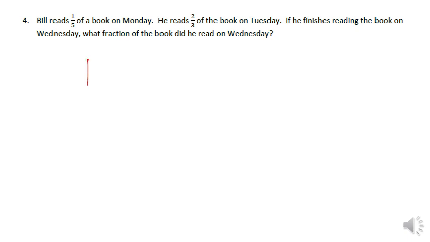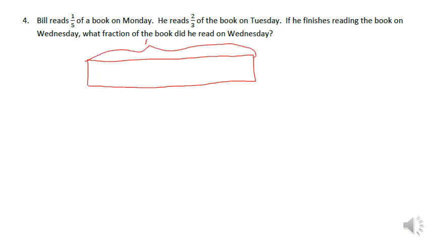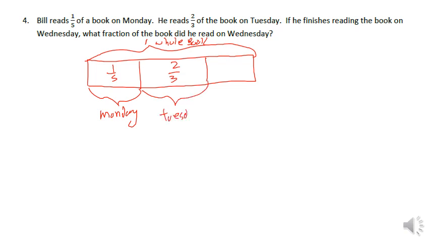Okay, so let's go ahead and draw our tape diagram. And we know this here, 1 is going to represent the whole book. And it says that he read 1/5 on Monday. And he read 2/3 on Tuesday. And we want to know how much he read on Wednesday.